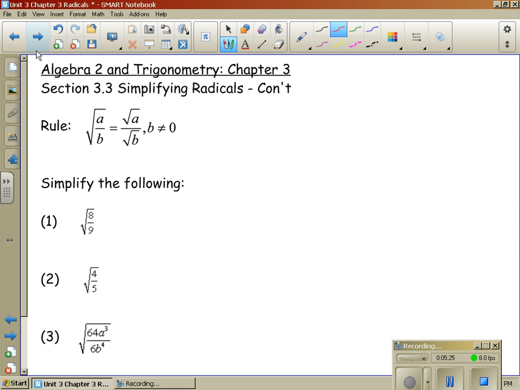Okay, so when dividing radicals, remember the rule is that if you have it under one square root, we can separate it, or vice versa. If we have it separated, we can go back. And we'll talk about that again in a minute.